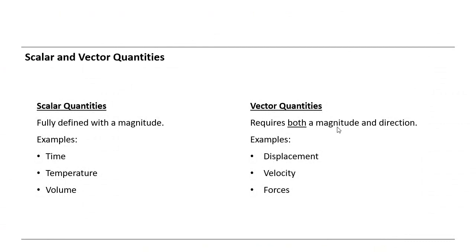So scalar quantities, I'm sure you learned it, but as I mentioned, I'm going to refresh our memory. A scalar quantity is fully defined with a magnitude, for example time, temperature, volume, and vector quantities require both magnitude and the direction, as you know. So displacement, velocity, and force are the examples.